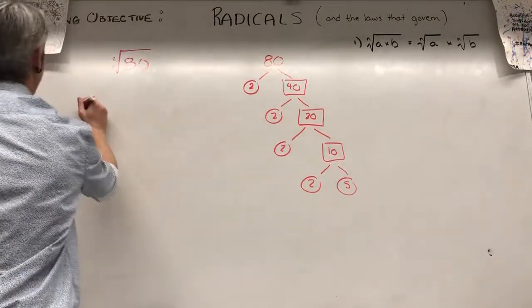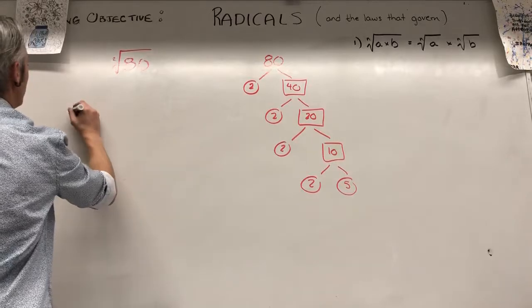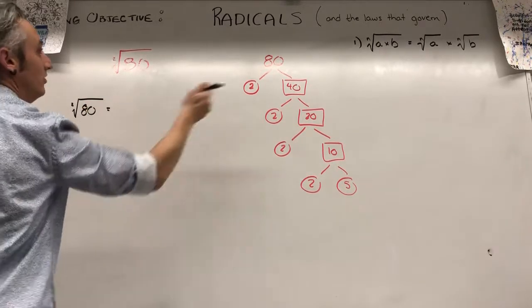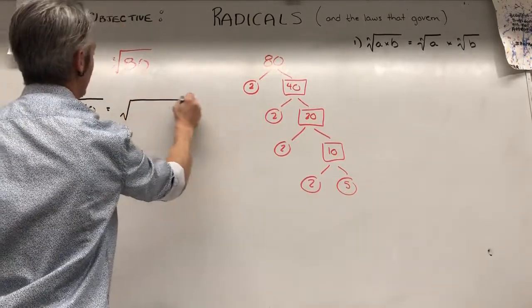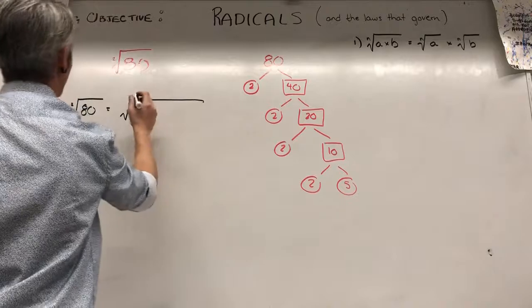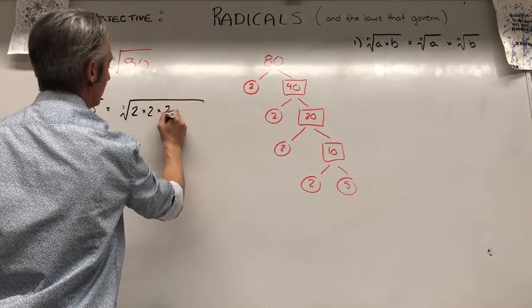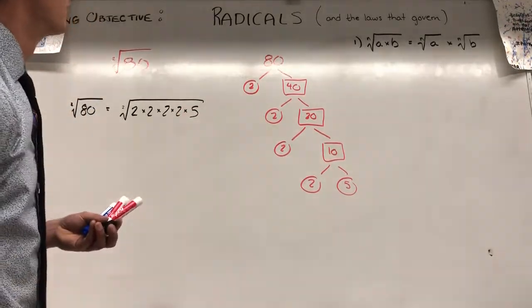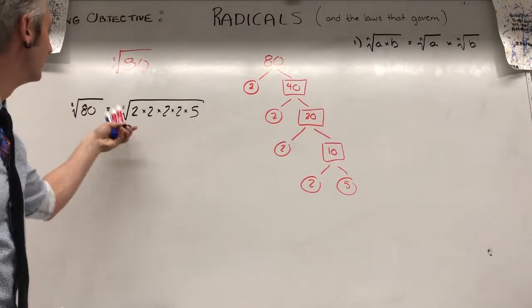So I can take this square root of 80, and using my law there, I can actually split it up into, well, I don't think actually I'm using my law just yet, but I can split this up into 2 times 2 times 2 times 2 times 5. I can take this 80 and just split it up into what it is. This whole number is still sitting in the square root there.